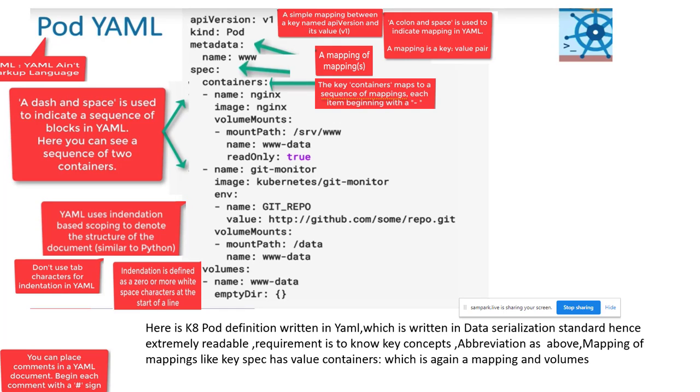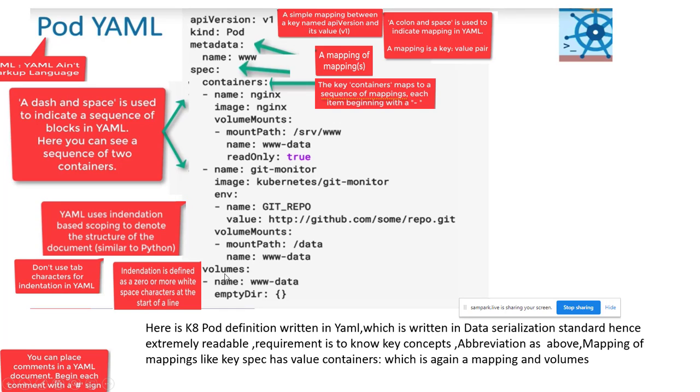If you just see these containers, this is a key, but it maps to a sequence of mappings. If you see here, this is one sequence, one dash is there and another dash is there. So this container has two mappings: one is nginx, one is git monitor. And for metadata we have two, one is name and one is volumes, at the bottom.